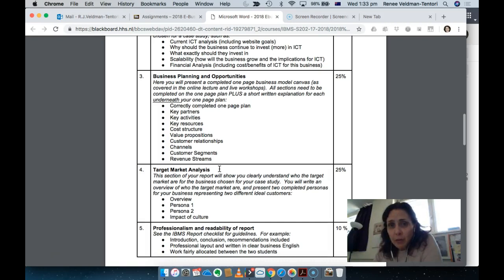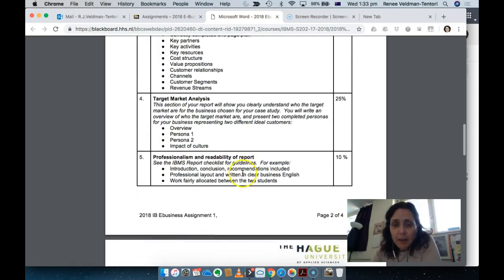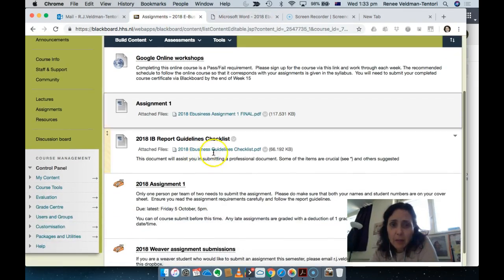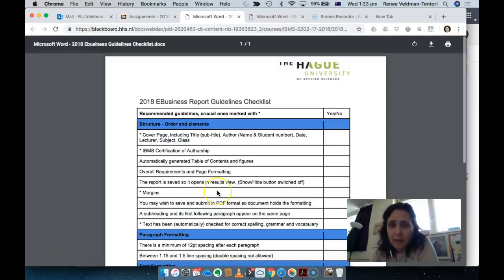The first section of culture up in the introduction was about how does culture impact the business. Here, what is the impact specifically on your target market, and how does the culture of your target market affect your business? That section's worth 25%, and then there is 10% left for the professionalism and readability of the report. There is, back on Blackboard over here, you'll see a report guidelines checklist.